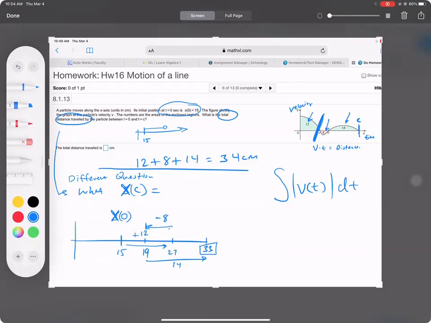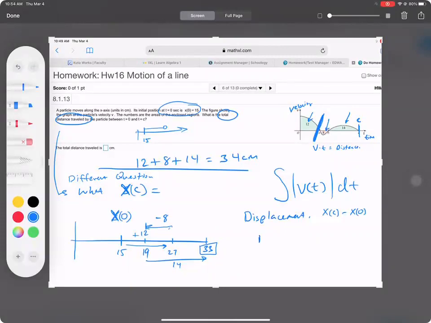If I ask you a different question, what is the displacement? Displacement takes your x of c minus your x of 0, right? What is your final position versus your initial position? So let's figure out how far we moved, and let's just start fresh.